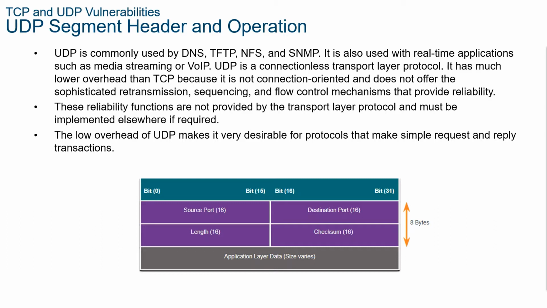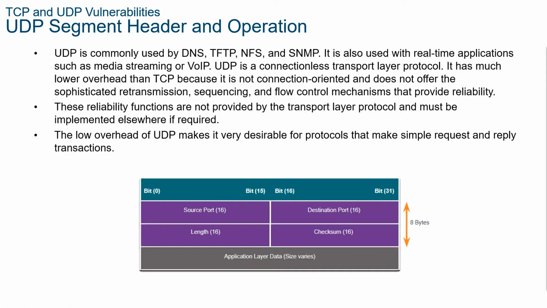It has much lower overhead than TCP because it is not connection-oriented and does not offer the sophisticated retransmission, sequencing, and flow control mechanisms that provide reliability. The UDP segment structure shown in this figure here is much smaller than the TCP segment structure.